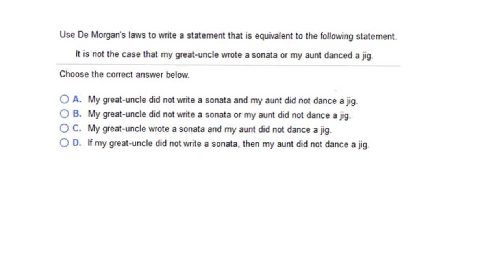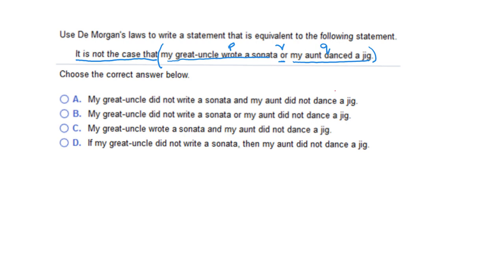Use DeMorgan's laws to write a statement that is equivalent to the following statement. So this is asking us to do the same thing that the previous problem did. It's just a different scenario. And this says, it is not the case that my great uncle wrote a sonata or my aunt danced a jig. My great uncle wrote a sonata, we'll say that this is my P. There's your or. My aunt danced a jig, that will be Q.